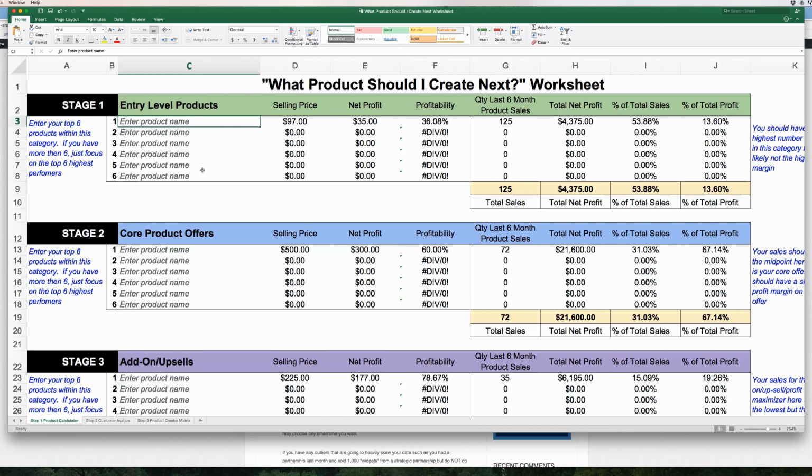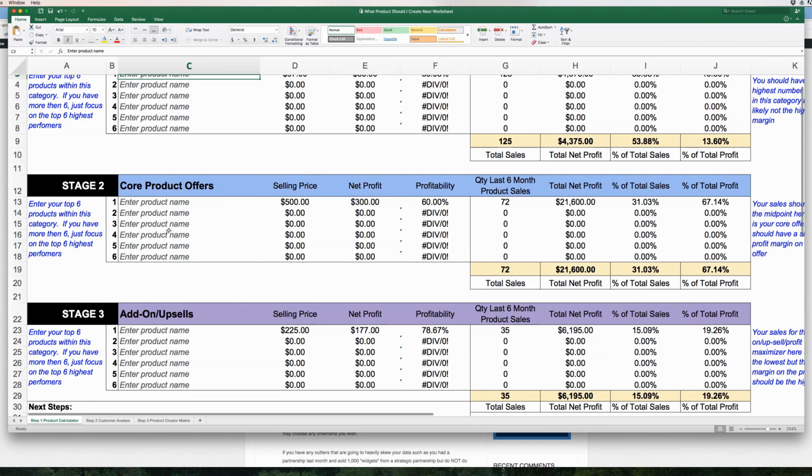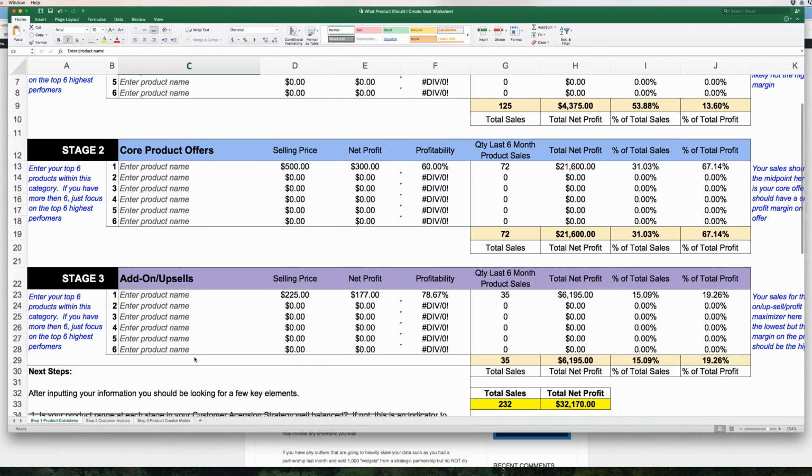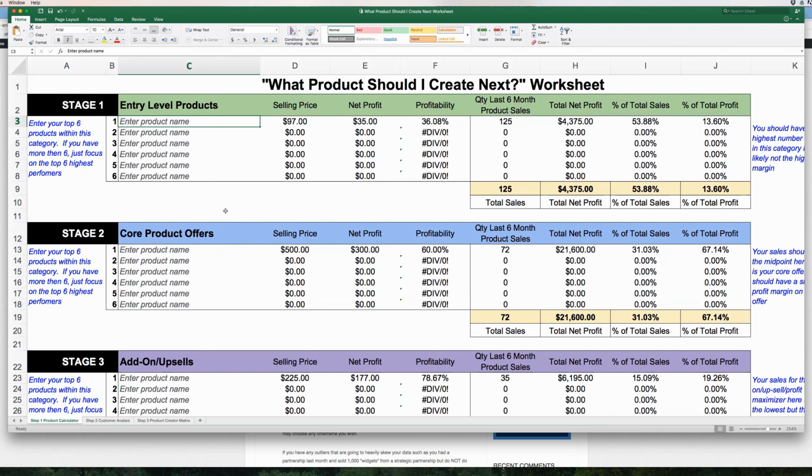You have the top 6 there, and then you follow accordingly for stage 2 and stage 3. So go ahead and do that. And then in the selling price, I ask you to go ahead and put in the selling price. The selling price is not the retail rate unless you do full retail and you never discount. If you do a lot of discounting, don't get me started.